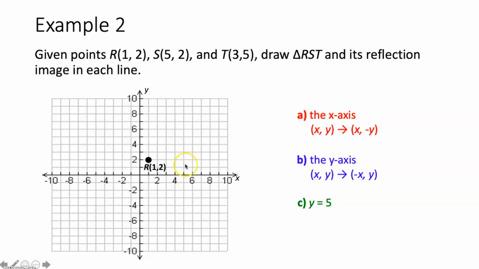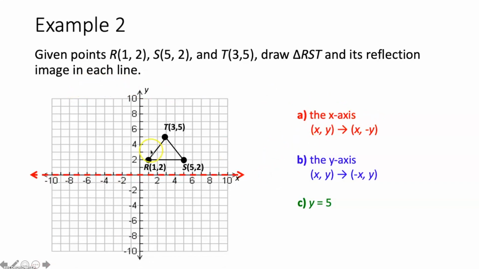I go over 5 on the x-axis, up 2 on the y-axis, put a point, that's point S. And then T is at 3, 5. I go over 3 on the x-axis, up 5 on the y-axis, put my point T. There is my triangle RST. Next, I'm going to draw its reflection image in the x-axis. So where's the x-axis? That's right here.